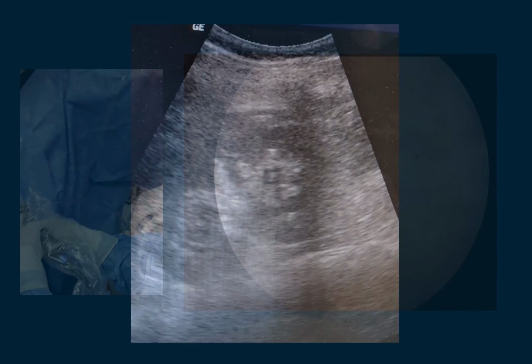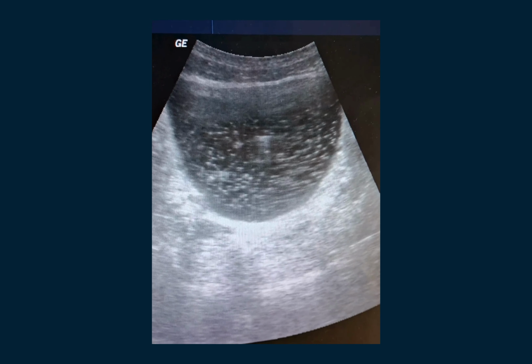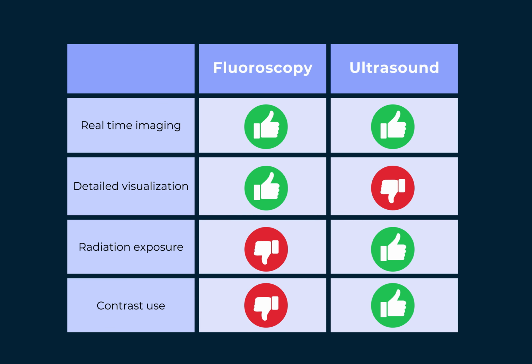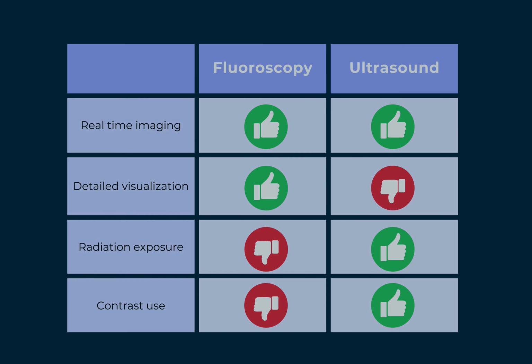When choosing between fluoroscopy and ultrasound for double J catheter placement, consider the following. Fluoroscopy provides detailed, real-time imaging but involves radiation and often requires contrast agents. Ultrasound avoids radiation and contrast use, making it safer, but may offer less detailed images and depends on the operator's skill. Both fluoroscopy and ultrasound have their unique advantages and drawbacks in double J catheter placement.